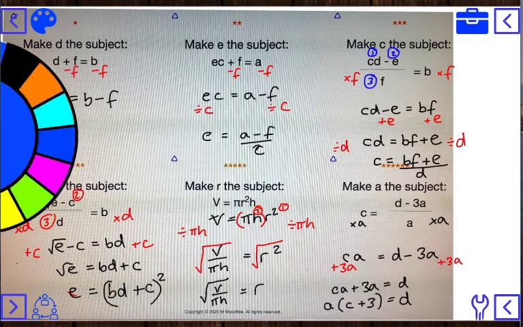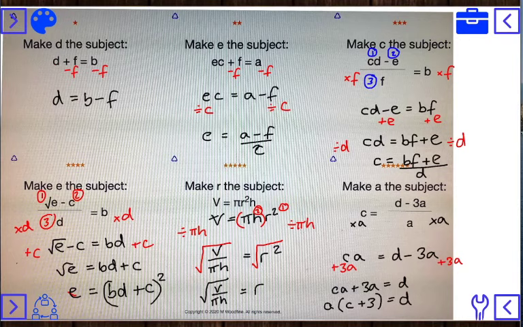And this means that A is being multiplied by C plus 3. So if it's being multiplied by C plus 3, I can now move it onto the other side by dividing by C plus 3. And my final answer is now going to be A is equal to D divided by C plus 3. And that's my final answer with this one.